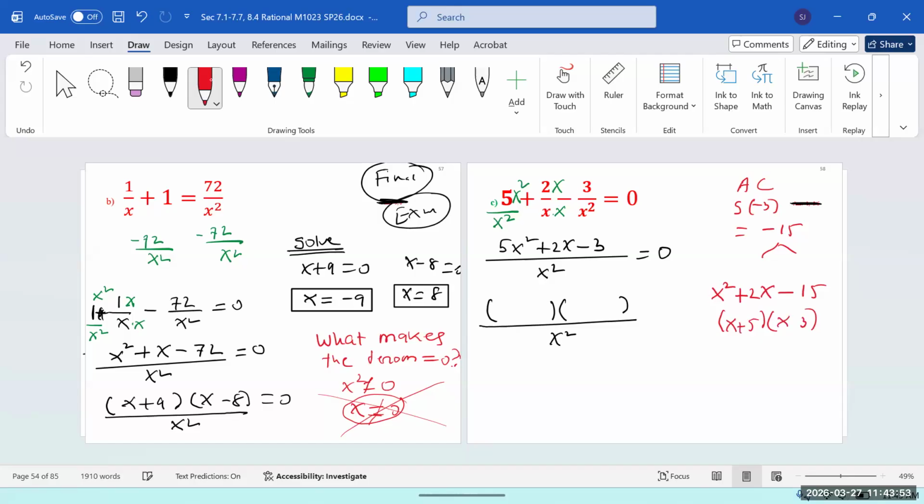Plus 5 and minus 3. And now comes your A. What do you do with this A? Tell me in words. Where? Tell me the one. Which parenthesis? So do you multiply or do you divide?